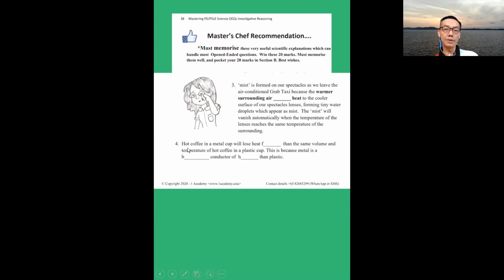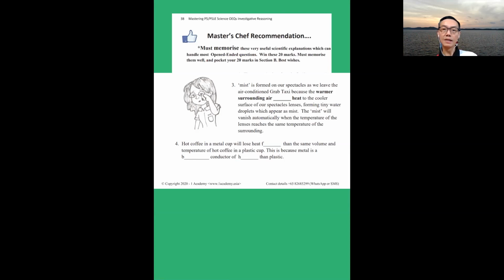Another example here: hot coffee in a metal cup will lose heat faster than the same volume and temperature of hot coffee in a plastic cup. This is because metal is a better conductor of heat than plastic. So these are actually very common answers which examiners expect from students. They have to answer in scientific terms, like identify the heat source, what is the object that loses heat or gains heat, and then if they lose heat, they condense to form water droplets.